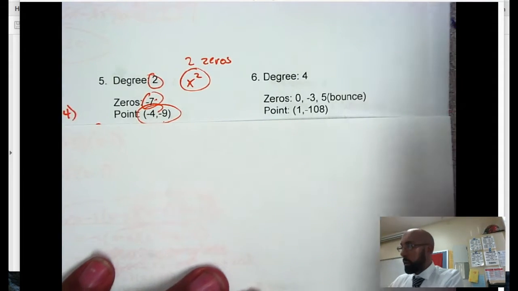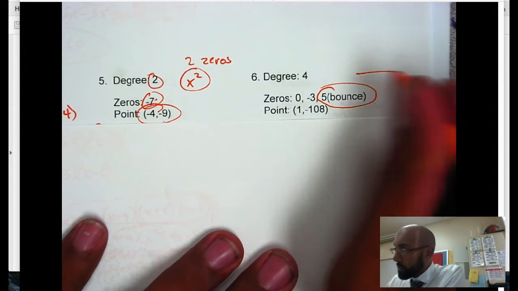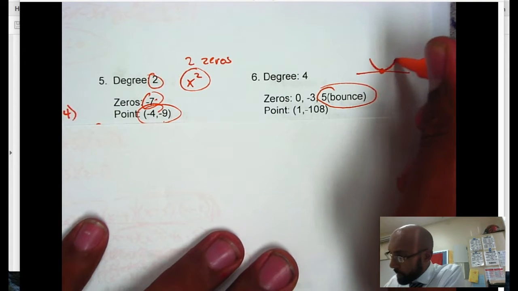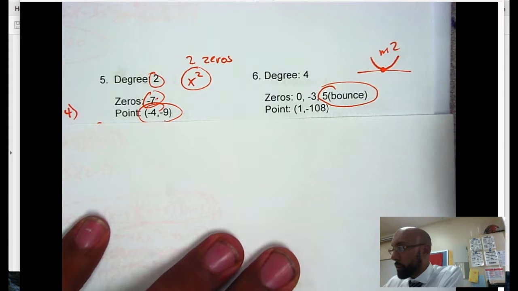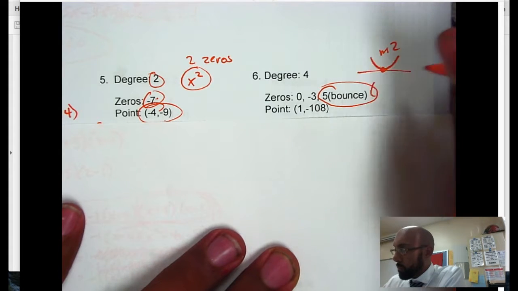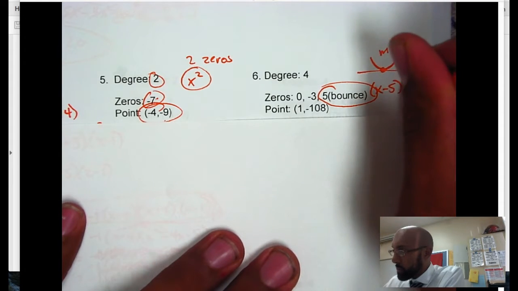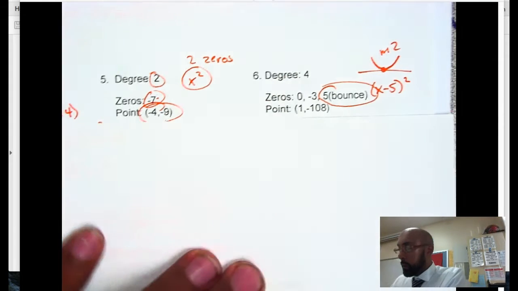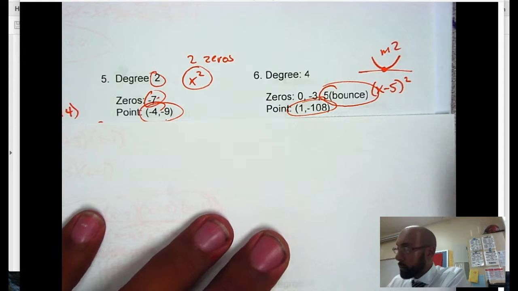Degree of 4. But then it says there's a bounce at 5. So remember what that means is that it goes to 5 and then bounces off. So that means it has a multiplicity of 2. In other words, one of our factors is going to be x minus 5 squared, just like we did with this one. Okay. So now, set it up the same, and again we have a point, so we're going to have to plug that in.